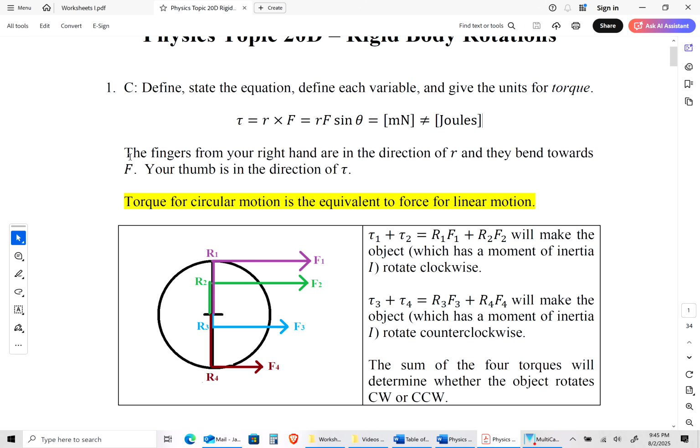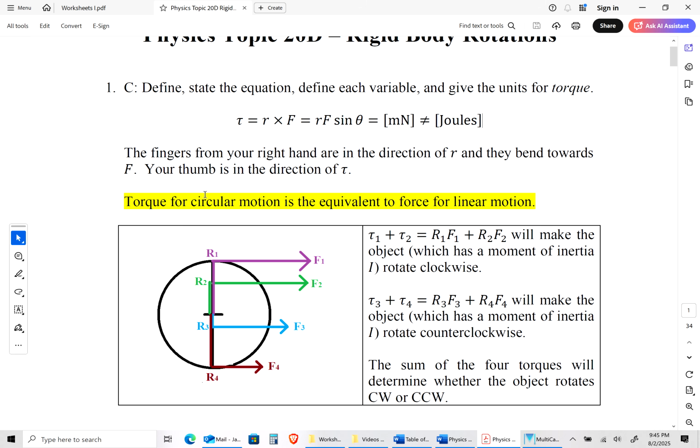So your fingers from your right hand are in the direction of R and they bend towards F. Your thumb is in the direction of torque. So for linear motion or translational motion, we need a force to make an object speed up, slow down, or change direction. For circular motion, we need a force to make an object speed faster or speed slower. But it's always about rotating. So torque is not about moving an object linearly. It's about making objects rotate.